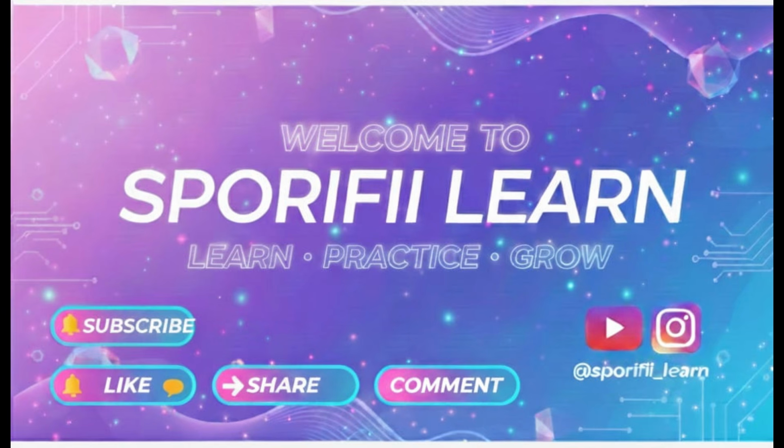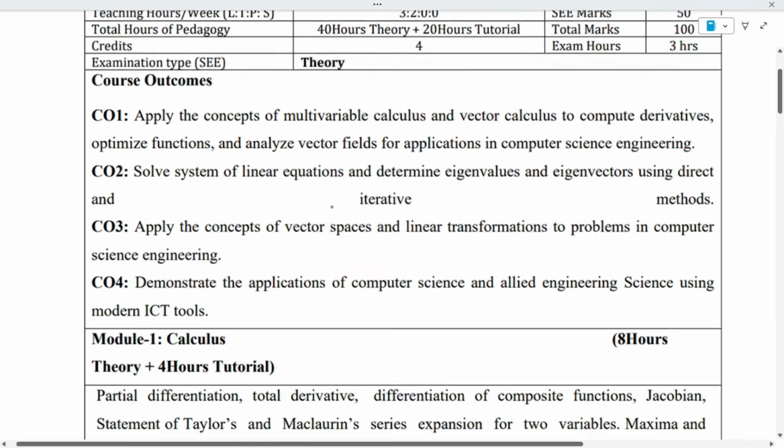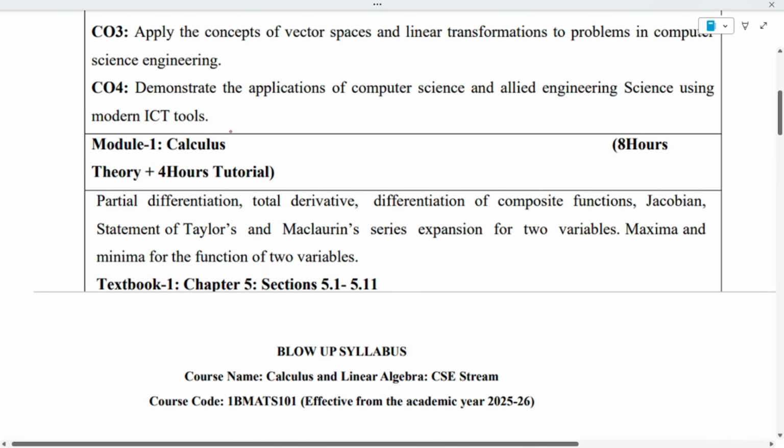Today I'm here with the new scheme video, that is the 2025 scheme video of first semester, that is Calculus and Linear Algebra for the CSE stream. We will see first what concepts come under Module 1, and we will see what changes they have made, and then we will see what analysis we get from this module.